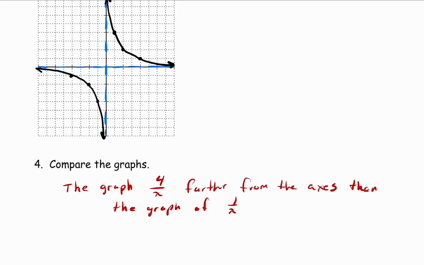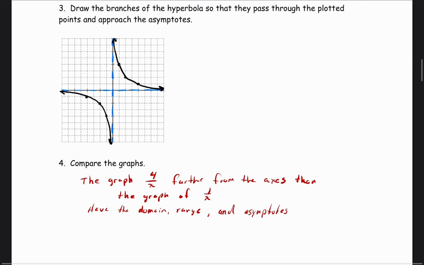But they do have the same domain and range, and the asymptotes are also the same. So we can see, even though these two graphs are different, they are very much similar. Okay?